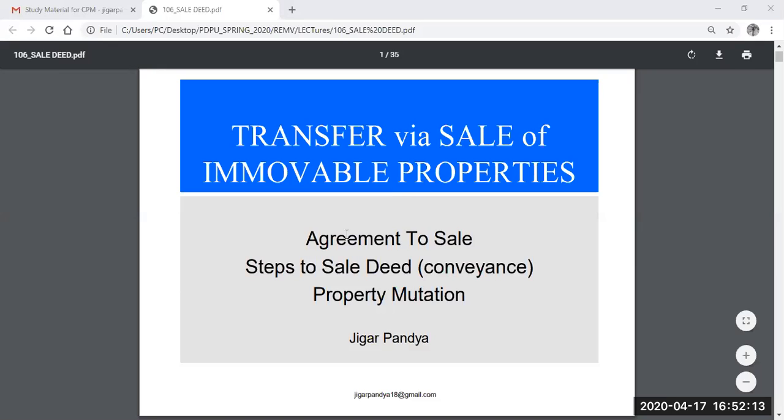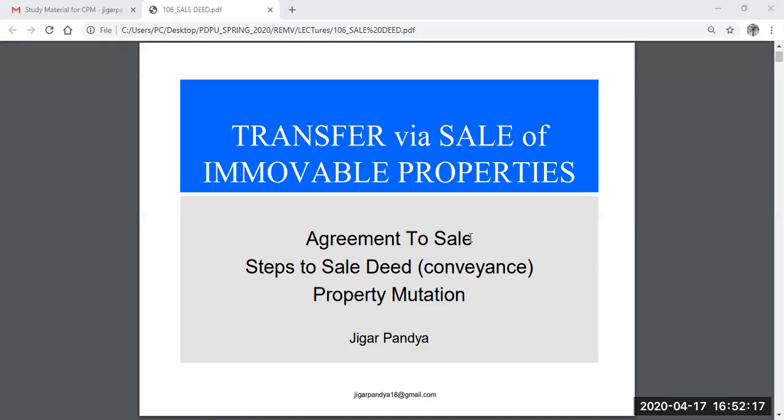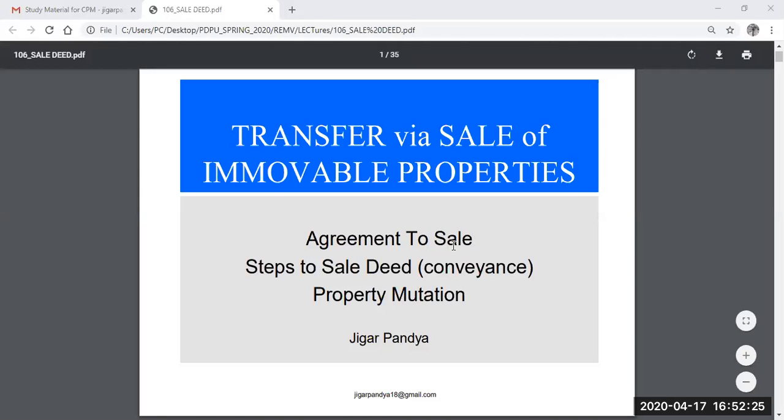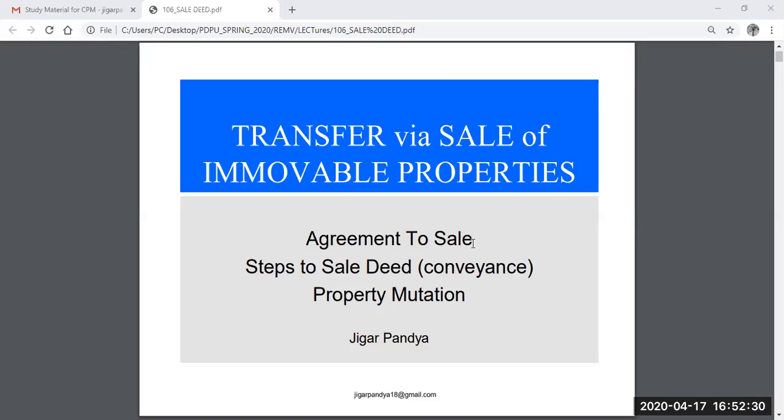One is the agreement of sale, which is commonly known as Mana Khat in the local language. And the agreement of sale is a kind of a contract between two parties, which ultimately leads to a sale deed. You will be looking into that.